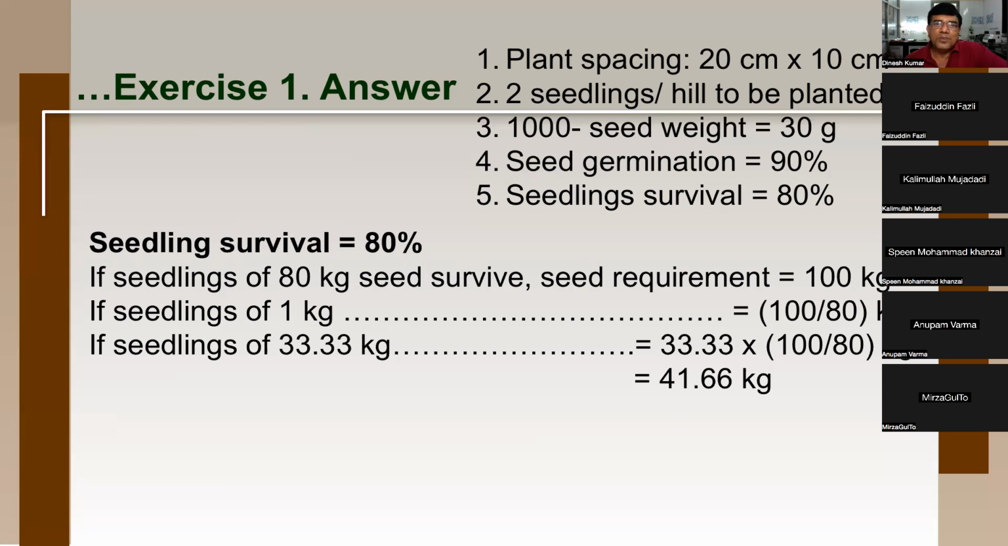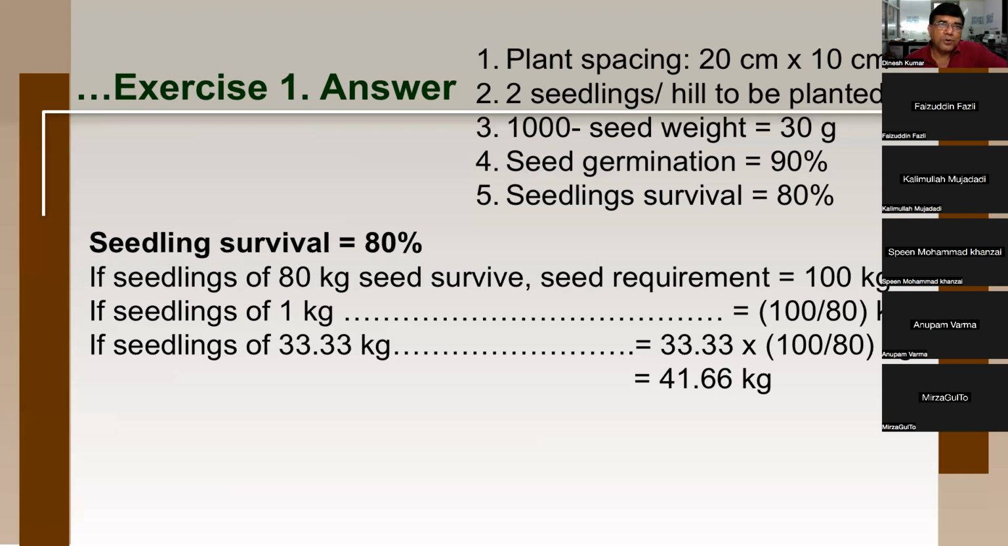So I think most of you can do this numerical, but this is very, very important. And this knowledge you can extend to other crops also. It is not just for rice. Suppose you are calculating seed rate for maize. Suppose your seed rate is fixed, say in maize, 30 kg or say 40 kg. 40 kg is the seed rate in maize.